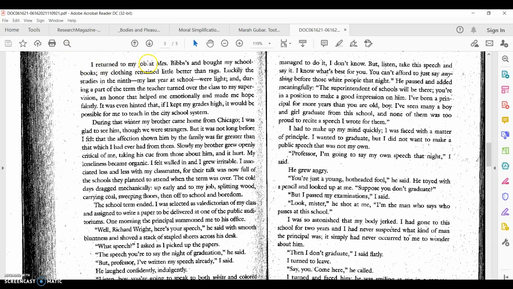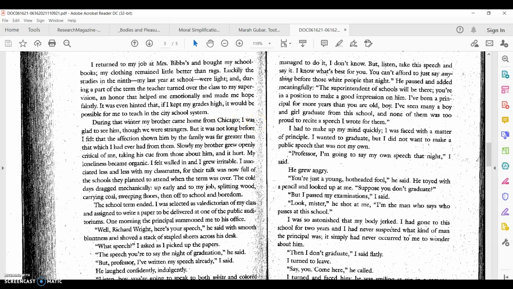I'm going to start at the top here. I returned to my job at Mrs. Bibbs and bought my school books. My clothing remained little better than rags. Luckily, the studies in the 9th, my last year at school, were light, and during a part of the term, the teacher turned over the class to my supervision, an honor that helped me emotionally and made me hope faintly. It was even hinted that, if I kept my grades high, it would be possible for me to teach in the city school system. During that winter, my brother came home from Chicago.